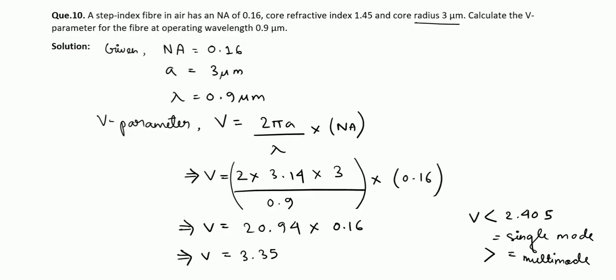Multi-mode means it allows multiple light paths, which can lead to modal dispersion over long distances. But it is useful for short distance applications. And if it is single mode, it allows only one light path. And this is essential for long distance communication with minimal distortion.